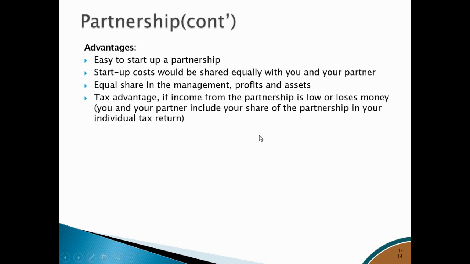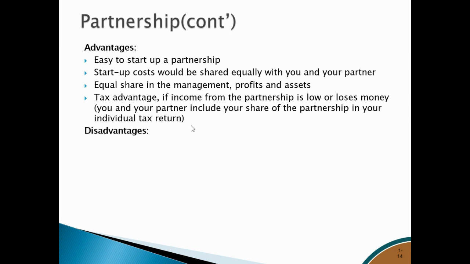Tax advantage: if your income from the partnership is low or you lose money, you and your partner include your share of the partnership in your individual tax return. So the tax advantage is because, let's say four friends sharing the profit, it will be lower. All right, and you end up paying a lower tax because it falls under a lower tax bracket, compared to the full amount paid by the sole proprietor, which will be higher.